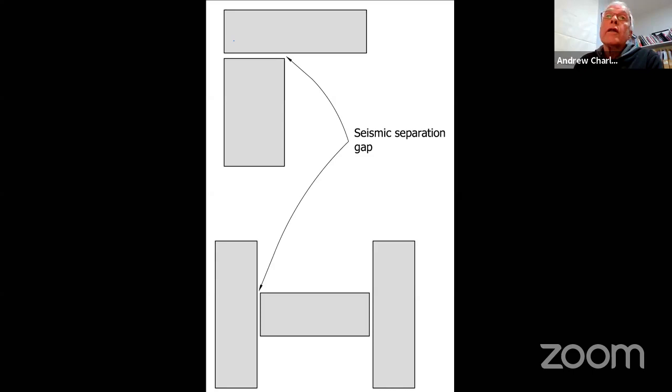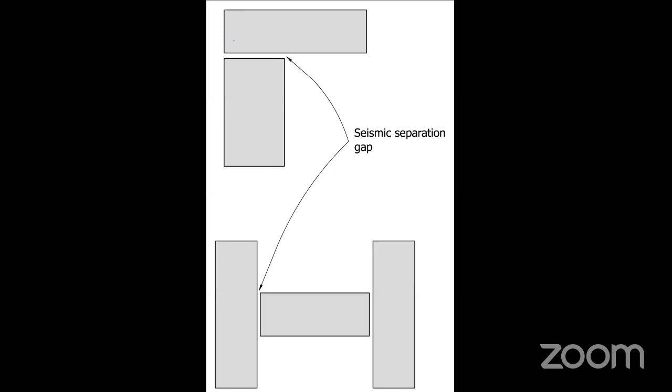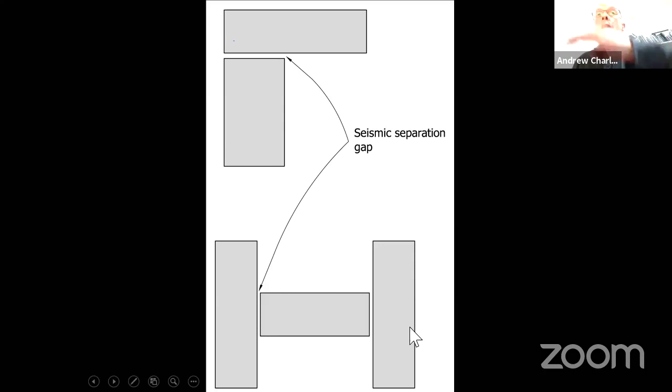And I mean, like in a 10-story building that is flexible, this gap might have to be as much as 40 centimeters. You know, it's quite a big gap. And we have to accommodate that in our design and our detailing as architects. Any questions to be answered?